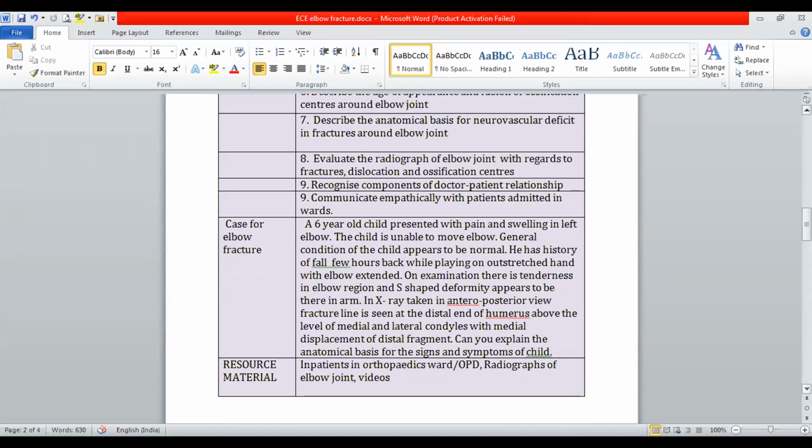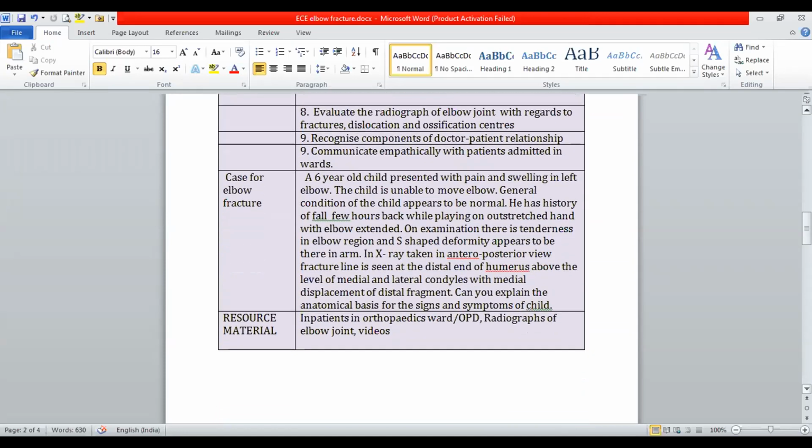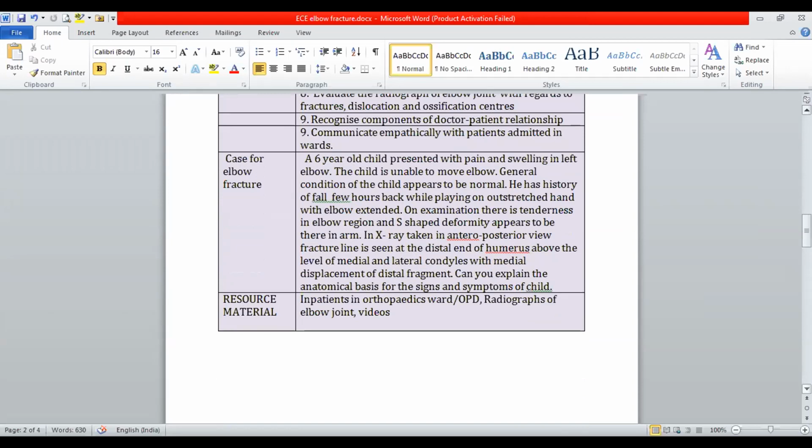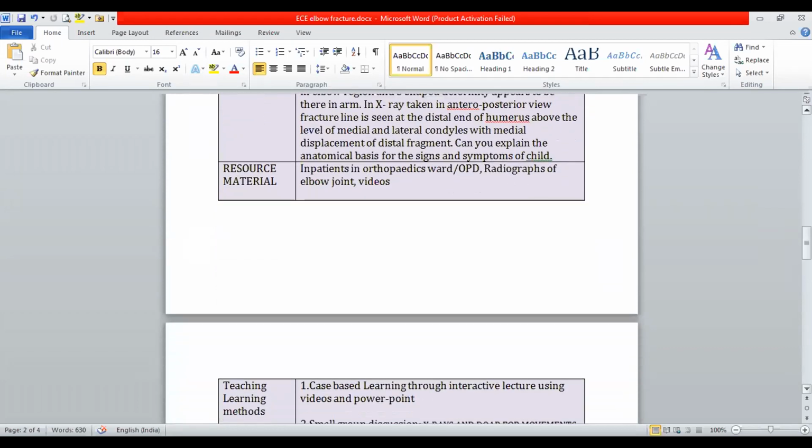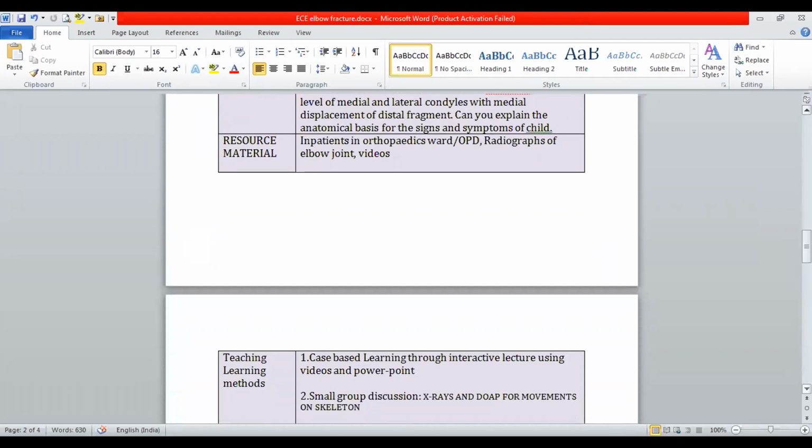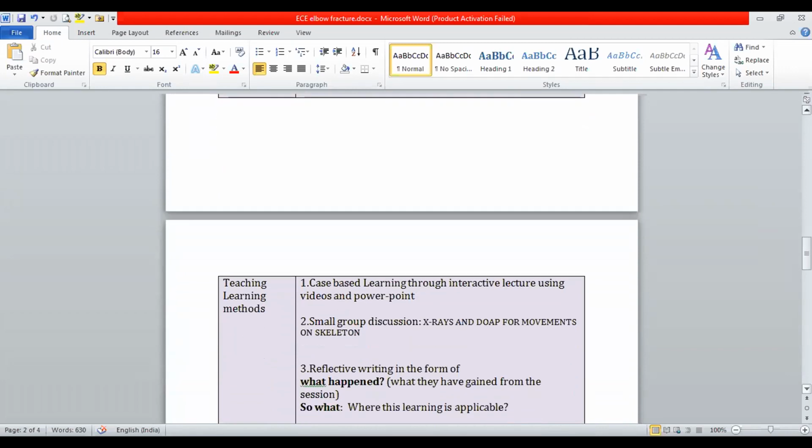So the resource material which is required for this ECE session is inpatients in orthopedics ward, if OPD patients are available, then they may be taken. Then radiographs of the elbow joint may be procured from the radiology department. Normal and fractured ones both are required, and then the videos for the case-based session.